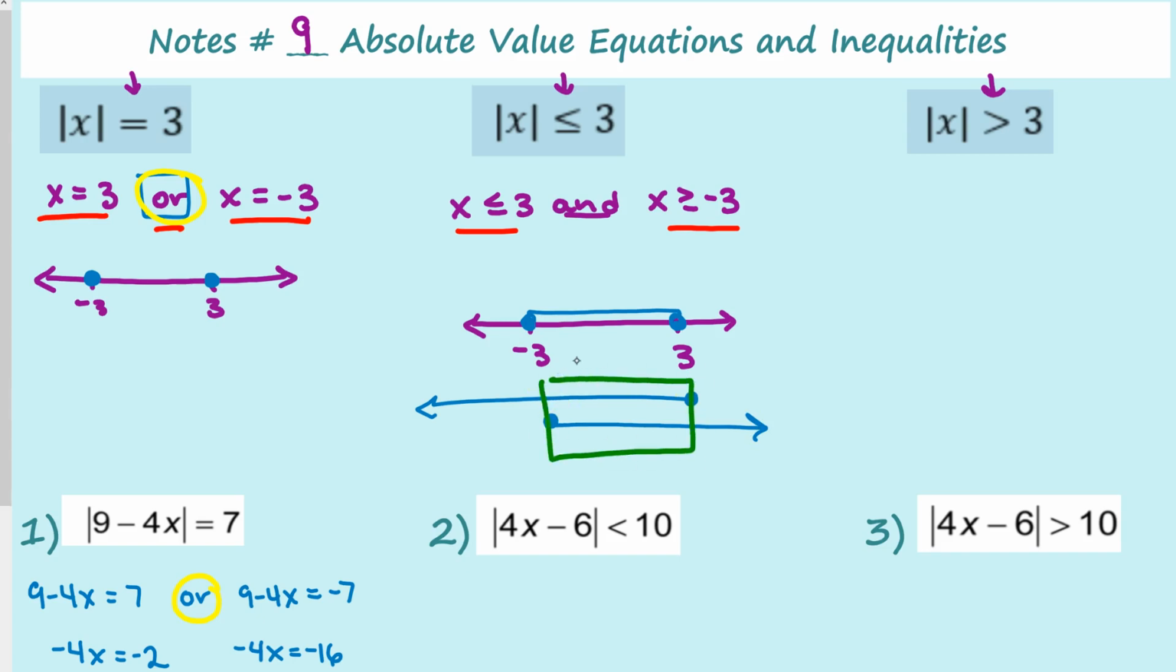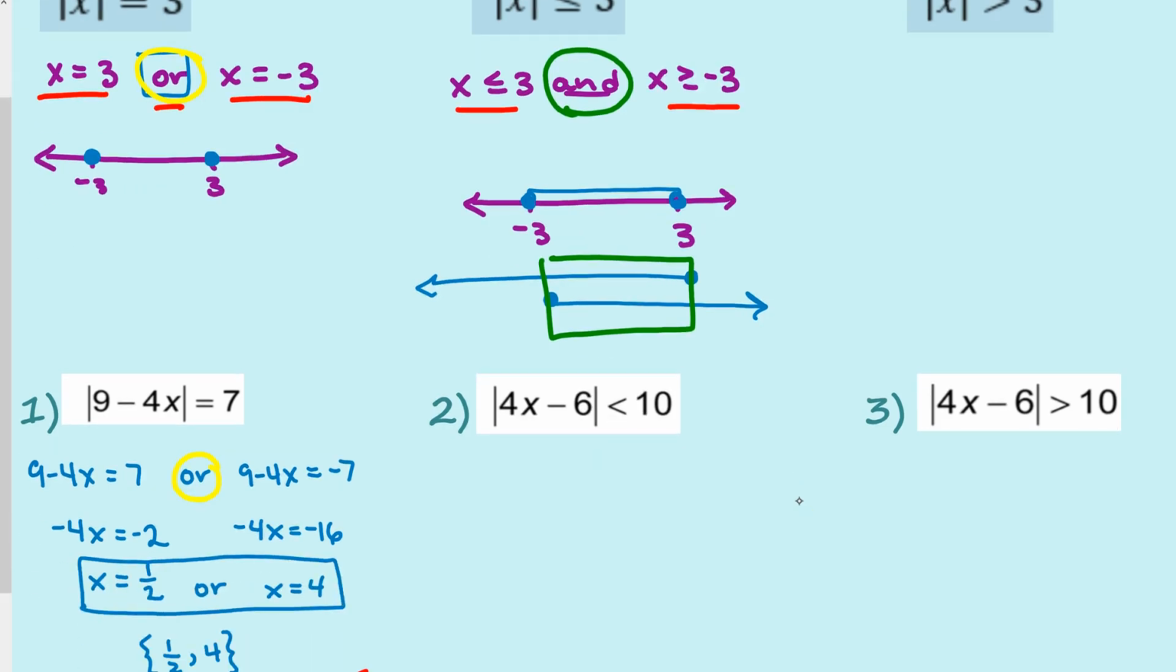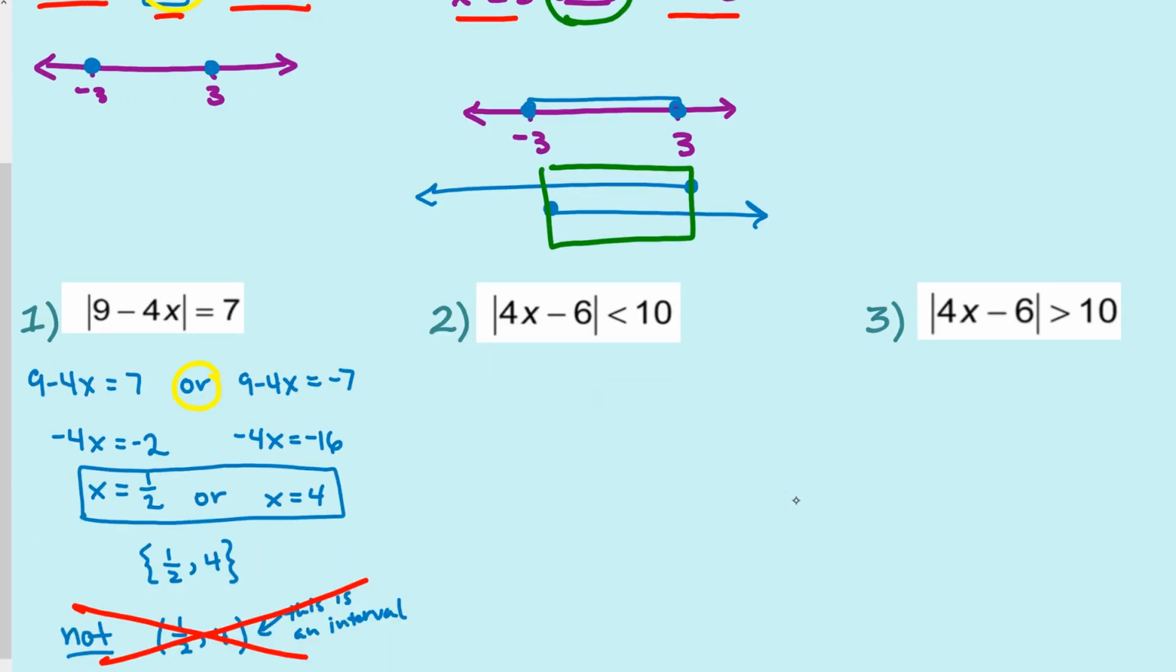Okay, so make a note. If you are solving an absolute value less than or equal to, or just less than situation, you're going to have and in it. So let's look at number 2. The absolute value of 4x minus 6 is less than 10. It's okay that it doesn't say less than or equal to, it just says less than. It's going to break down into 2 parts. 4x minus 6 is less than 10, and 4x minus 6 is greater than negative 10.